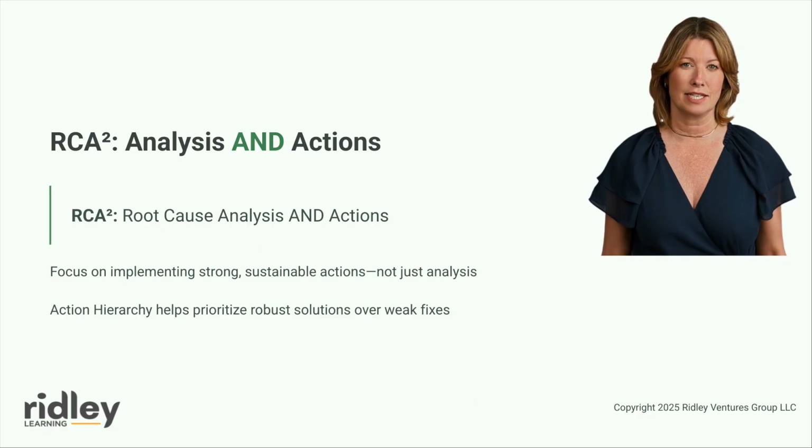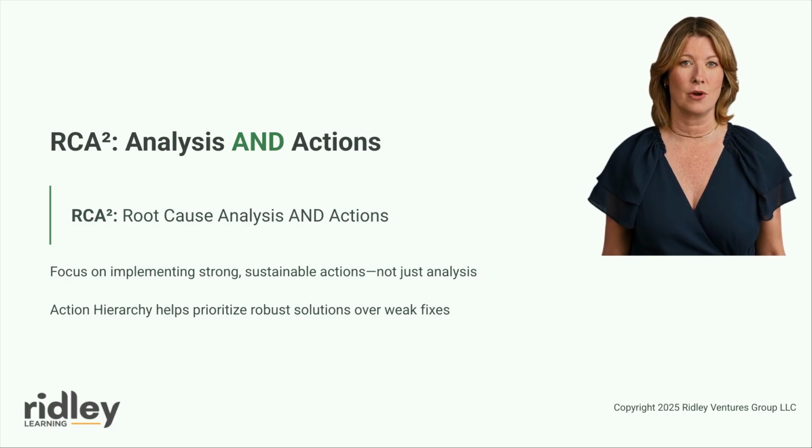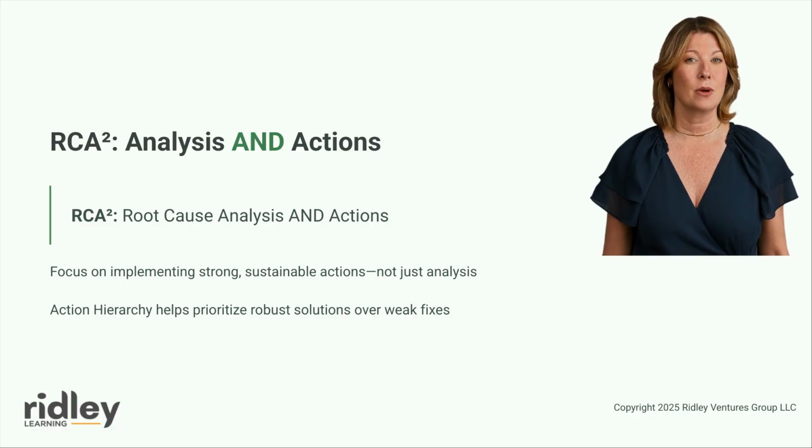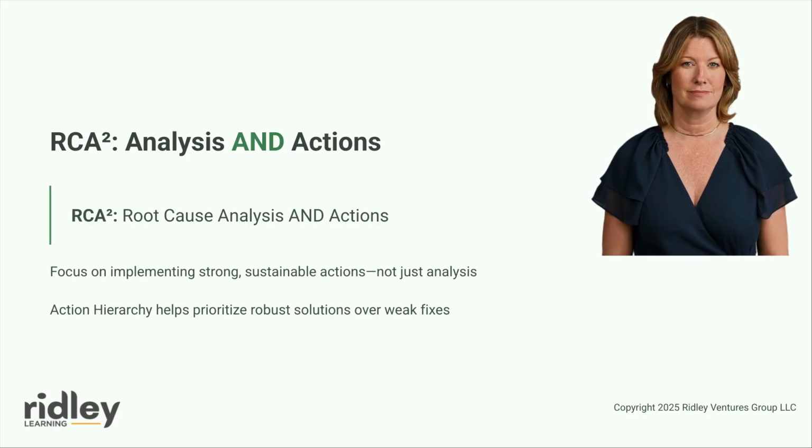Many RCA investigations default to recommending weaker actions, such as retraining staff or writing a new policy, because they are easier to implement. However, these actions rely heavily on fallible human memory and vigilance and are unlikely to create sustained improvement on their own. The action hierarchy provides a clear, practical guide for identifying stronger solutions that are more resilient to human error. By using this tool, clinicians participating in a root cause analysis can critically assess proposed solutions and advocate for changes that will have a real and lasting impact on patient safety.